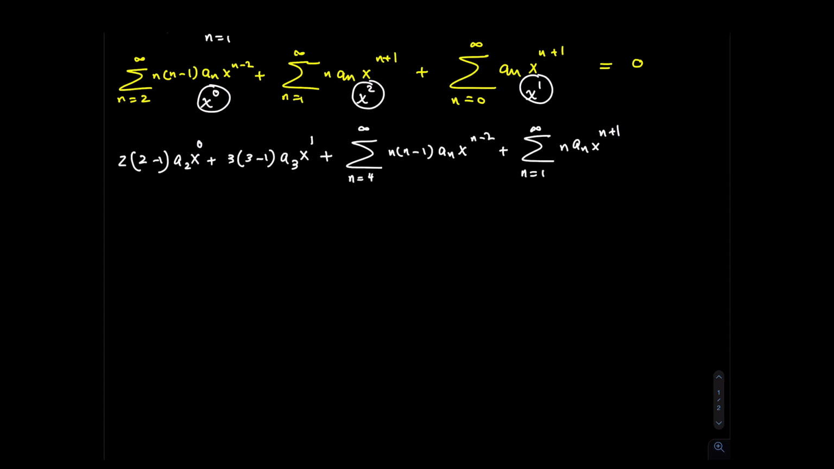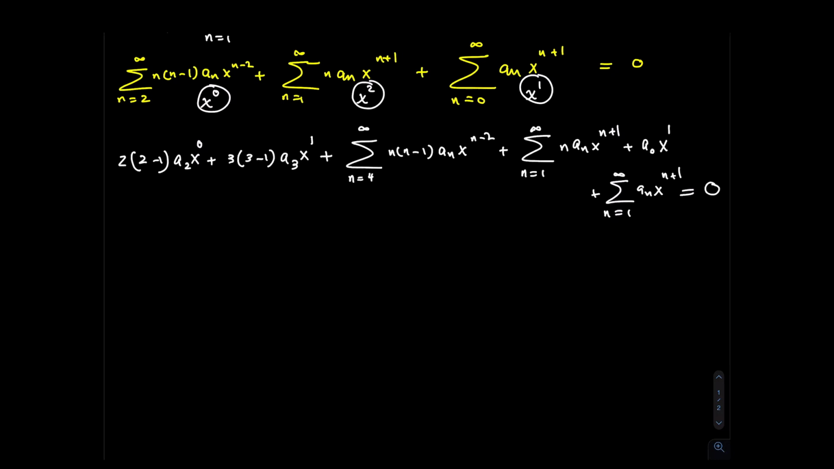Okay, and then the third term, I need to only take out one term. So that means n is equal to 0. So if I take out the first term, a0 x to the power of 1, and plus, I write the rest, which starts at 1, an x to the n plus 1 equal to 0. I'll let you look at this for a second.